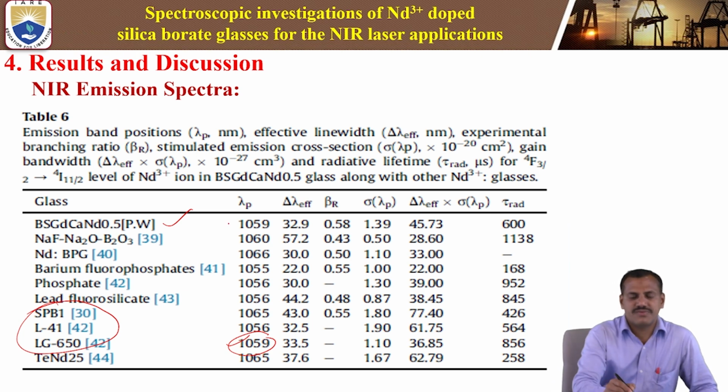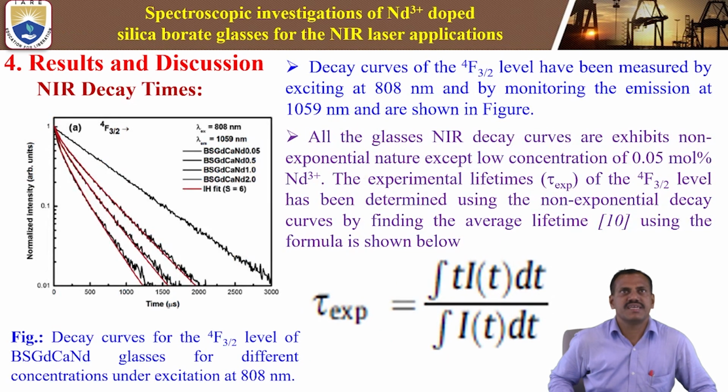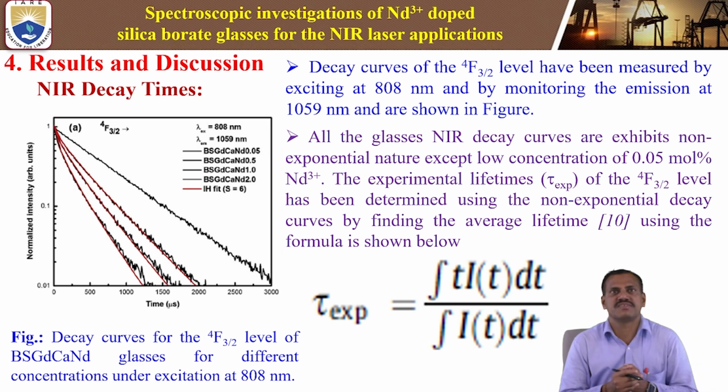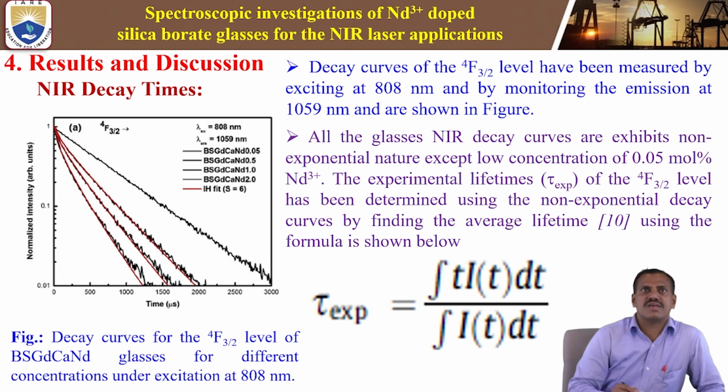In our present study, 1059 and this LG 650 glass also exhibit the highest intensity at the emission wavelength of 1059 nanometers. This is highly useful for near infrared laser applications, useful for the Nd3+ doped silicaborate glasses. Next, coming to the decay time measurements. In our Nd3+ doped gadolinium calcium silicaborate glasses, we measured decay times for different concentrations, from low to high concentration. This figure shows time versus normalized intensity.